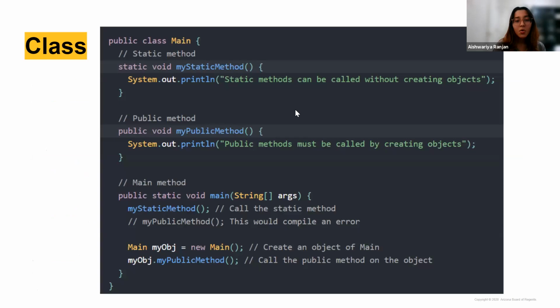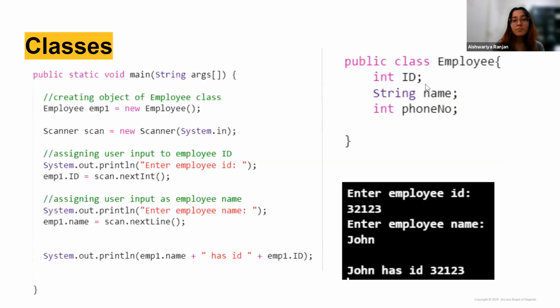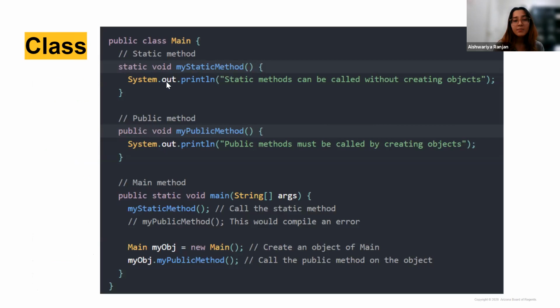Okay. So classes use methods. Classes can have methods inside them, and there are two kinds. It could have a static void method. And like this code says, the static method can be called without creating objects. So for the employee class to call it, you had to create an object. But these static methods can be called without creating an object of it. But for the public methods, you have to create an object in order to call them.